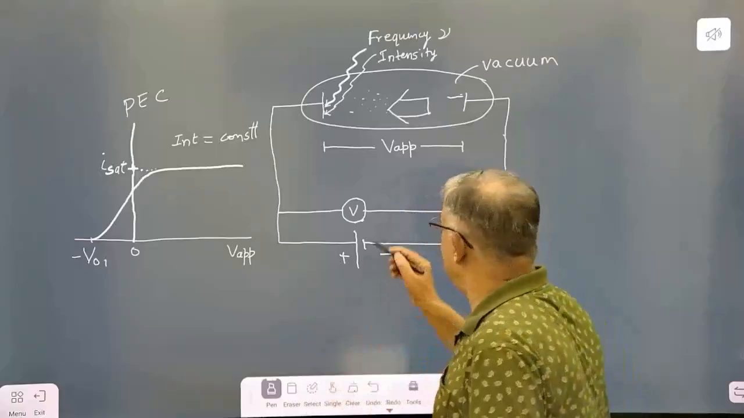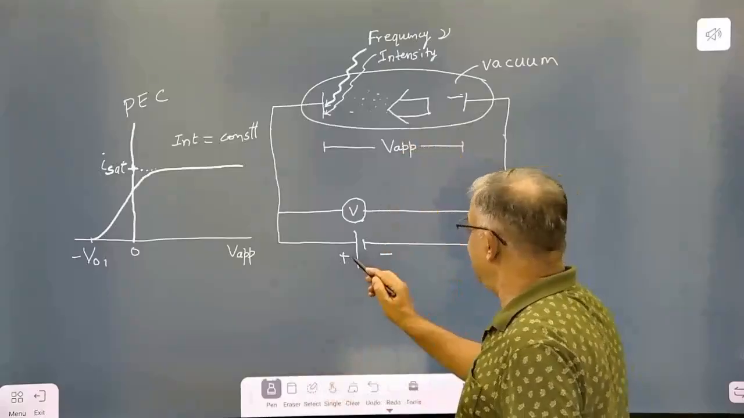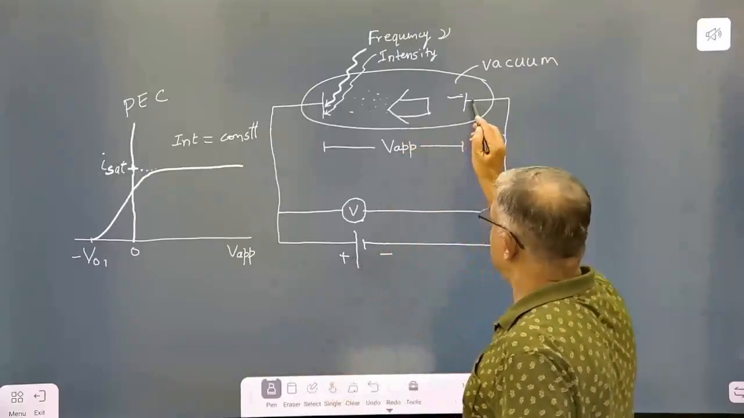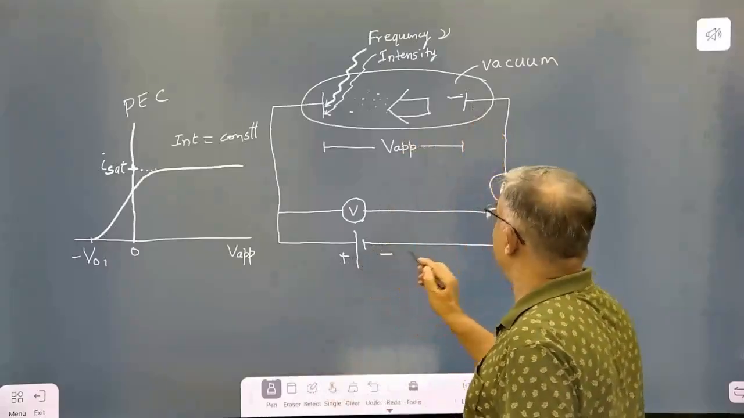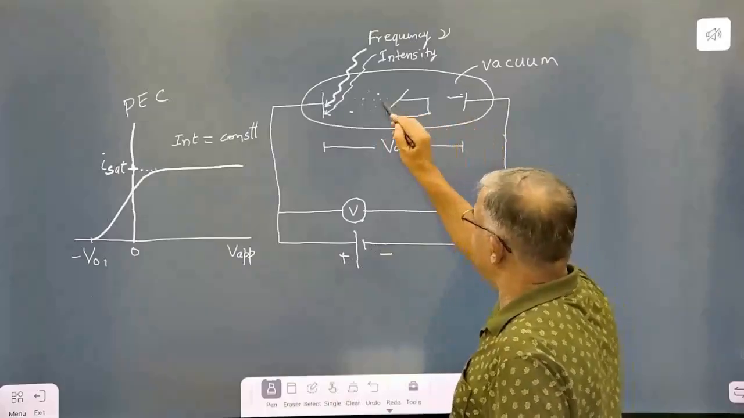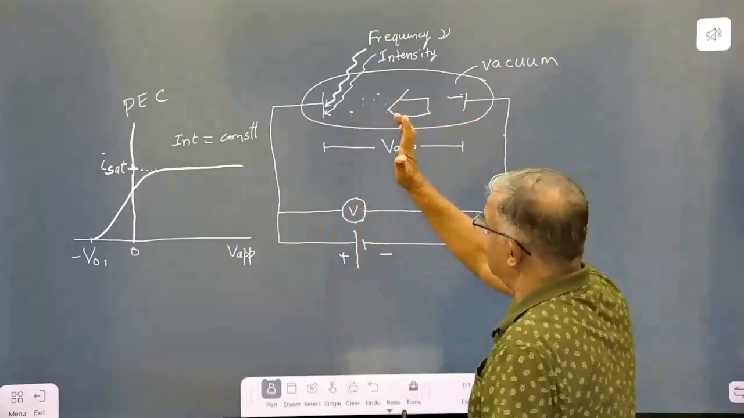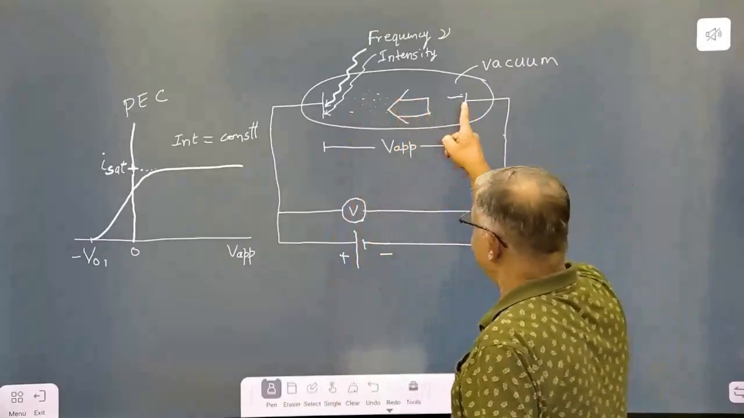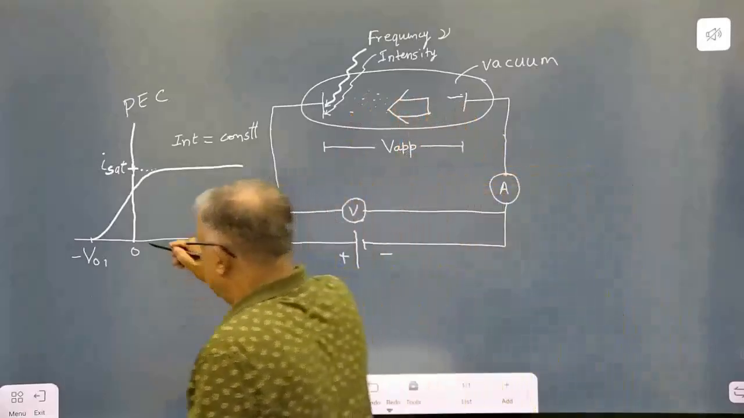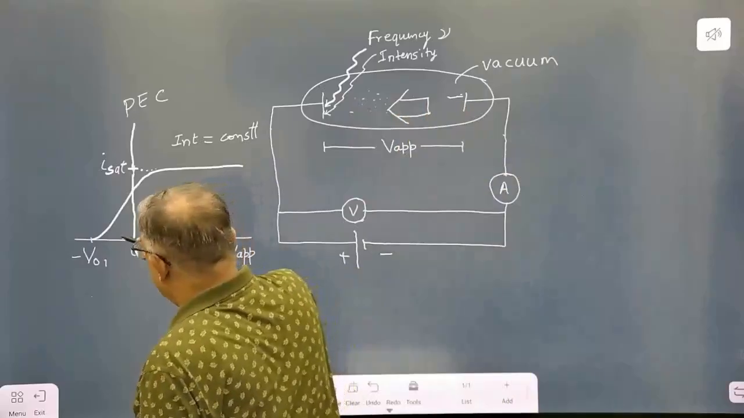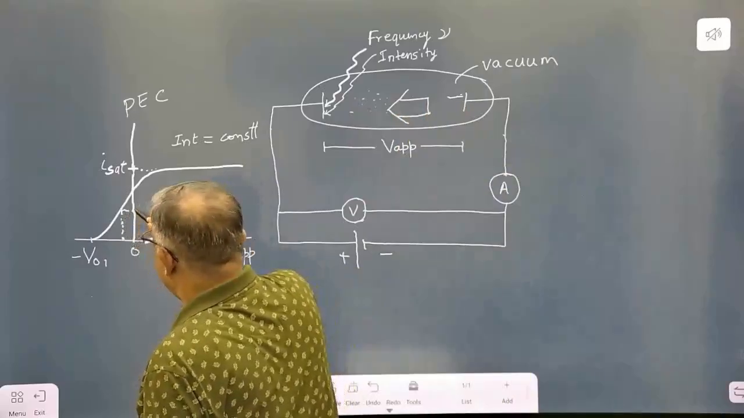Look, when the applied voltage is made negative, that means this electrode is connected to the negative terminal of the battery. The electrons that are emitted and which are trying to come near the electrode are being repelled. So, look, if the voltage is made more and more negative, you can see the current goes on decreasing.